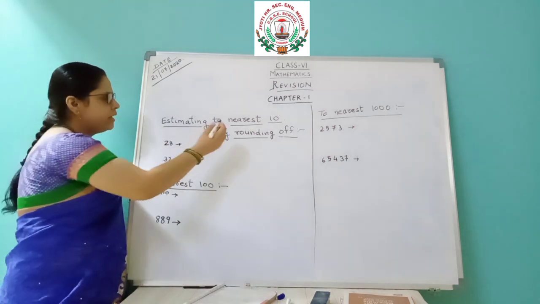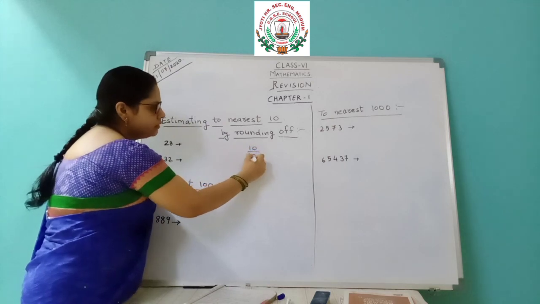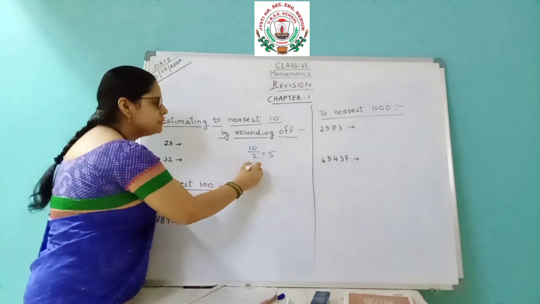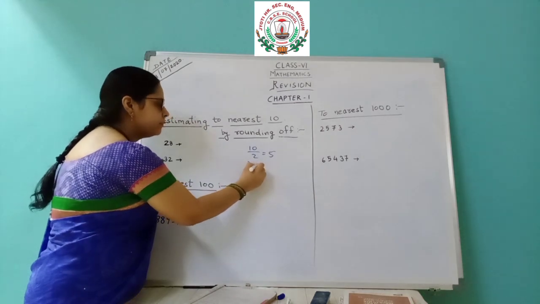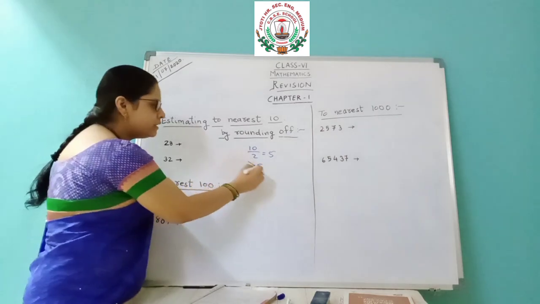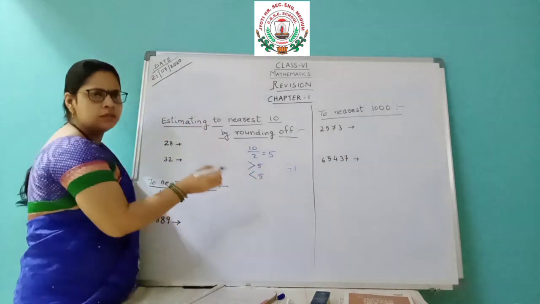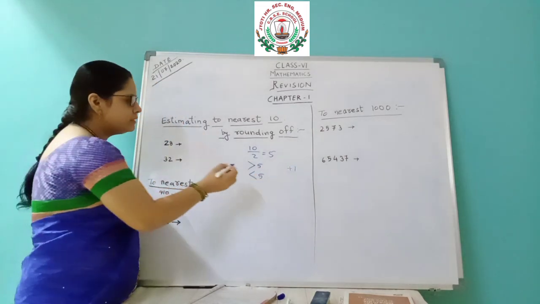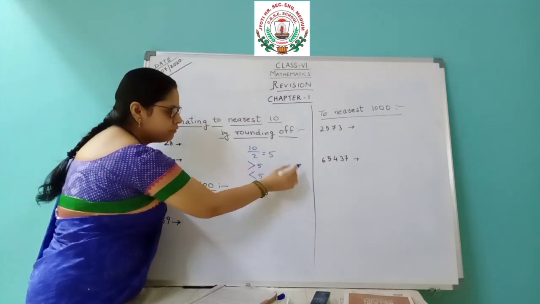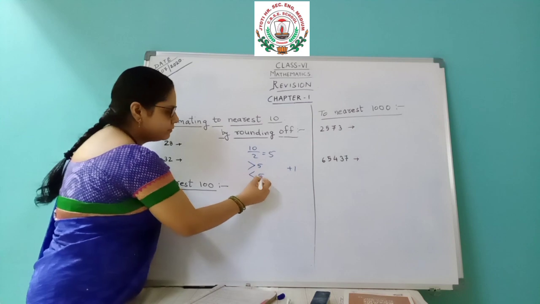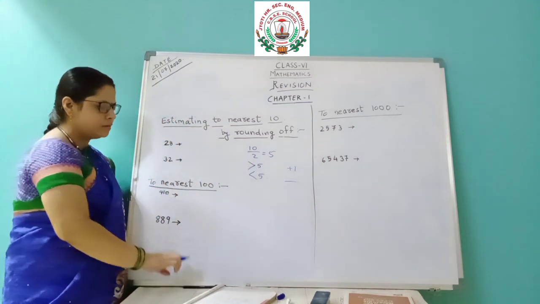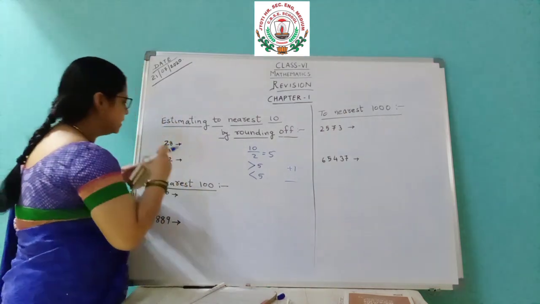For 10, what is the half of 10? That is 5. Now we have to check whether that number is greater than 5 or less than 5. If it is 5 or greater, then you have to add 1 to the previous digit. And if it is less than 5, then you don't have to do anything. The same digit will remain there. Now, how it is, let us see.